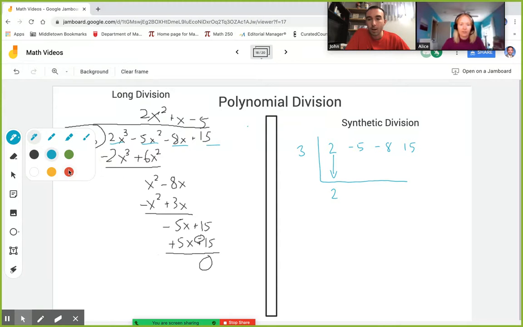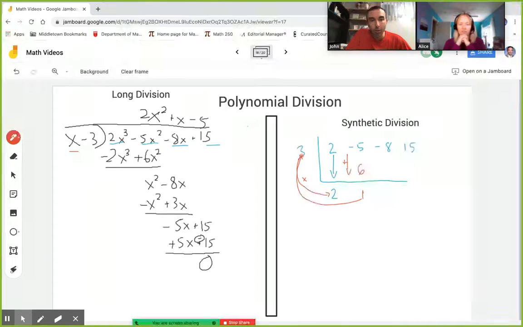and then you multiply the number you're testing by that value. 3 times 2 is equal to 6. So the product will then get placed in the next spot. So that was multiplication. And then now going down this column, we add down. -5 plus 6 is equal to 1. And we repeat this process. We now multiply the 1 by 3, just like we did with the 2 and 3. That gives us 3. And again, we add down the column.